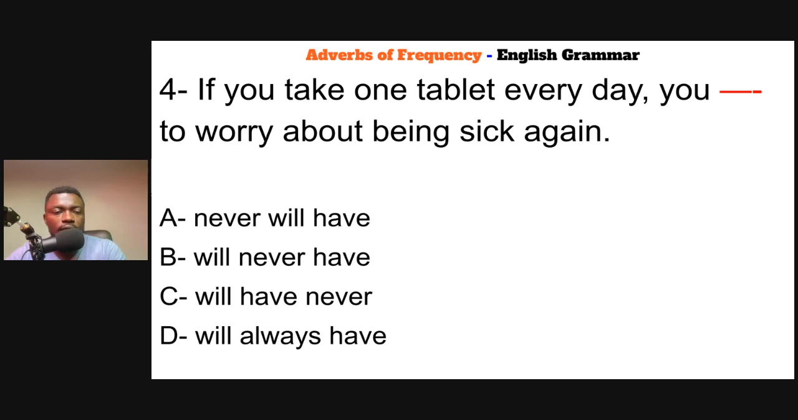This one is a little bit hard. I want to see who can do it for me because the position of never is very important. You need to know where to add never. So the position of never is very important there.